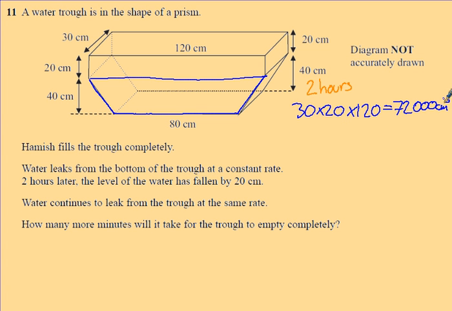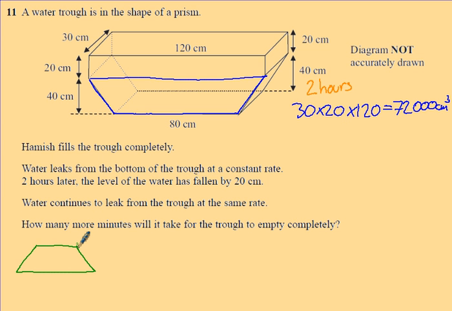The next thing that I'm interested in is that the water continues to leak from the trough at the same rate. How many more minutes will it take for the trough to empty completely? In order to work this out, I need to know how much water is left in the trough. And in order to do that, I need to find the volume of the trapezium-based prism underneath the cuboid. To start with, I'm going to find the area of the trapezium.